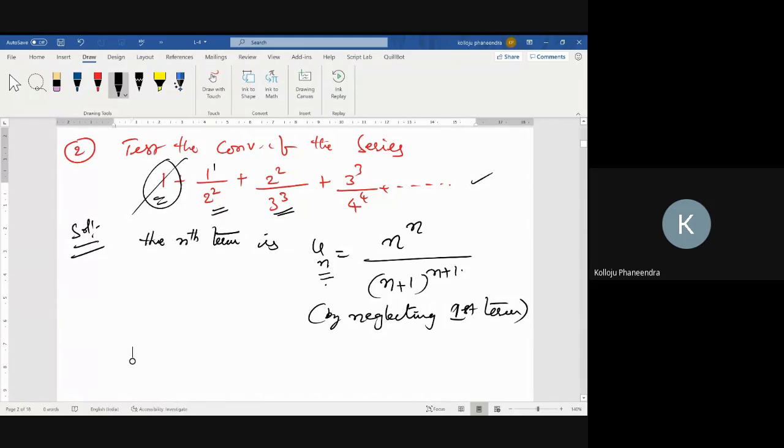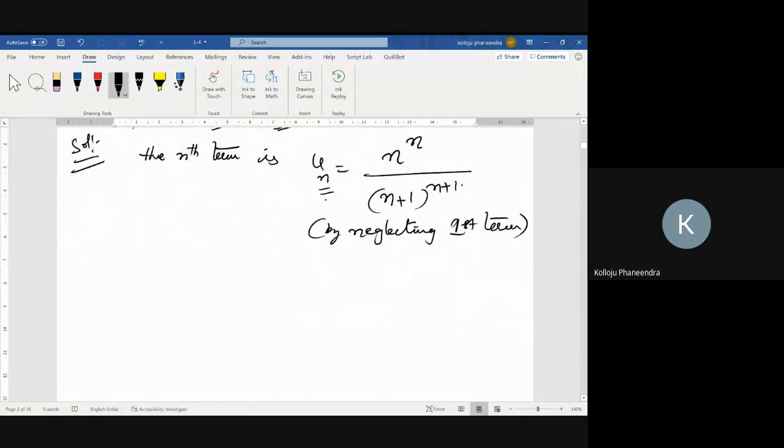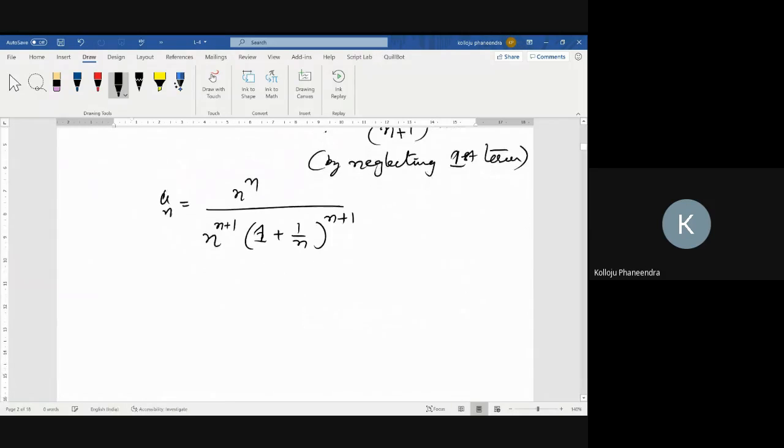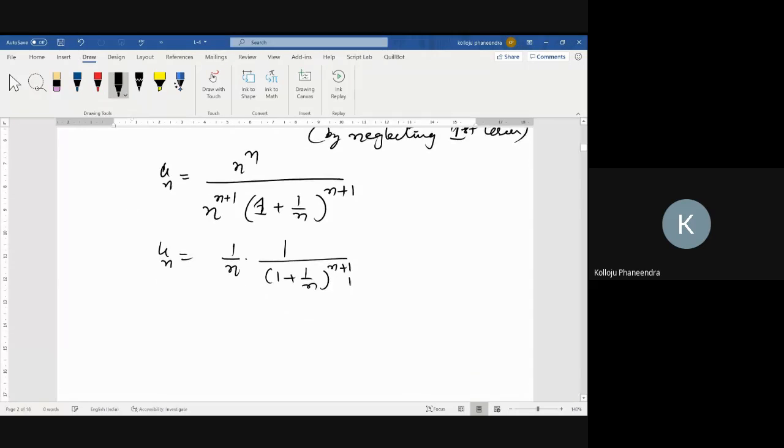Right. Next, after getting the nth term, what I have to get is Vn. For Vn, I write Un equal to: take n common. The numerator is as usual. In the denominator, if I take n common, outside it becomes n power n plus 1, and this is 1 plus 1 by n whole power n plus 1. So n power n gets cancelled, and Un equals 1 by n into 1 plus 1 by n whole power n plus 1. So what is Vn?